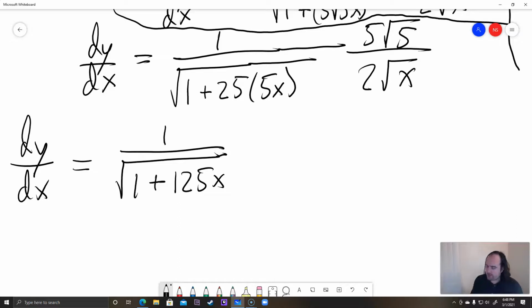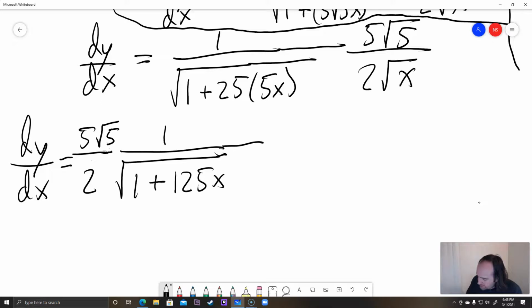And then we also have, I'm going to go ahead and bring the 5 root 5 over 2 out front. Okay, so I'm going to write a 5 root 5 over 2, because that is just a constant. And then we still have a root x in the denominator. That is not a constant, so I'm going to write that right there.